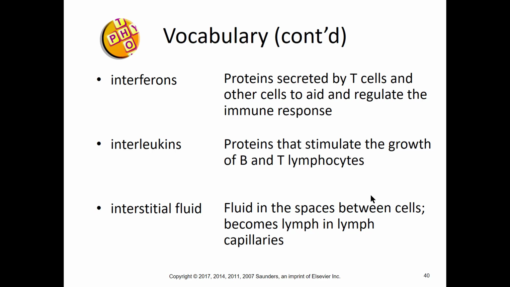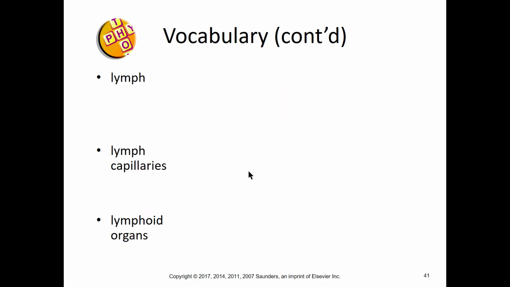Interferons are proteins secreted by T cells and other cells to aid and regulate the immune response. Interleukins are proteins that stimulate the growth of B and T lymphocytes. Interstitial fluid is the fluid in the spaces between the cells. It becomes lymph in the lymph capillaries, like we discussed earlier in that slide where it shows the lymph nodes.